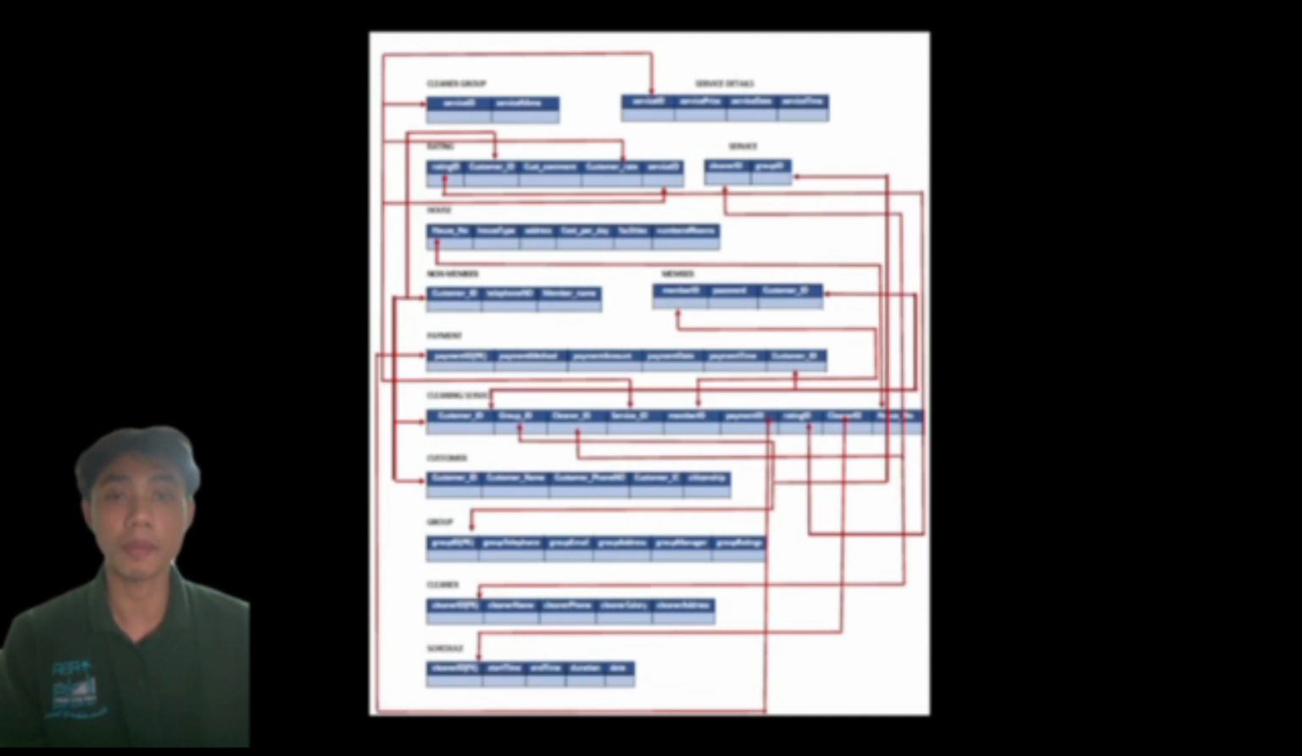The house table has a primary key, which is house number, also used as a foreign key in the cleaning service table. And the last one is the rating table, which has a primary key, rating ID, also used as a foreign key in the cleaning service table. That's all.